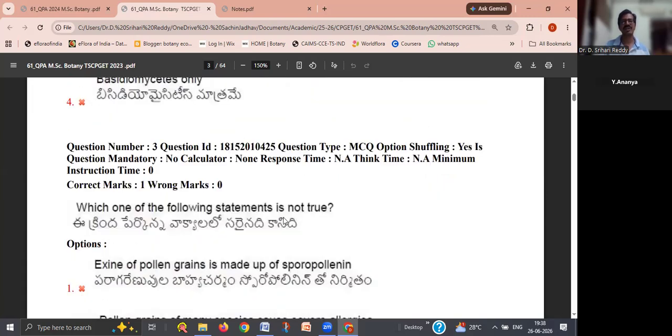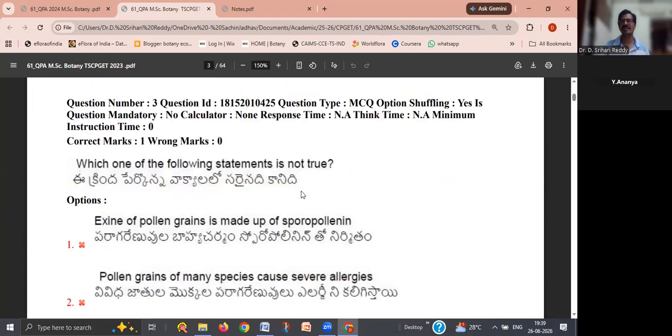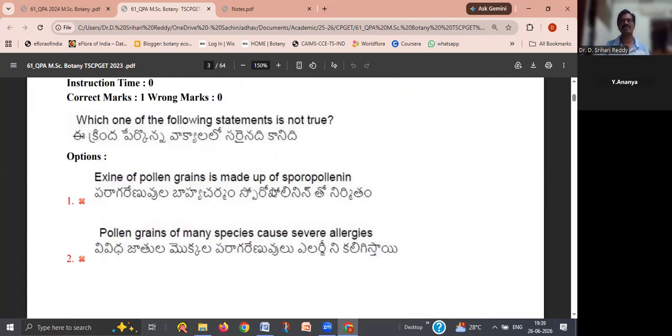Next, which one of the following statements is not true? So they are asking, out of the 4, one statement is wrong. The remaining 3 are correct. So we have to find out the wrong statement. Exine of pollen grains is made up of sporopollenin. It is right, because sporopollenin can withstand aging. Okay, so it won't degrade.